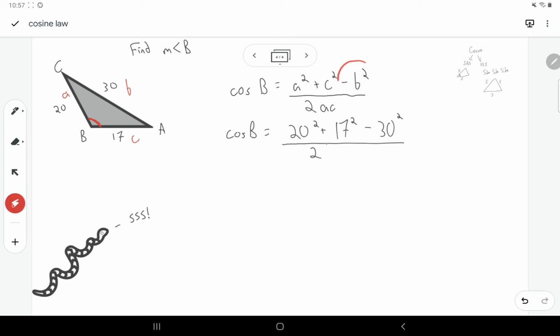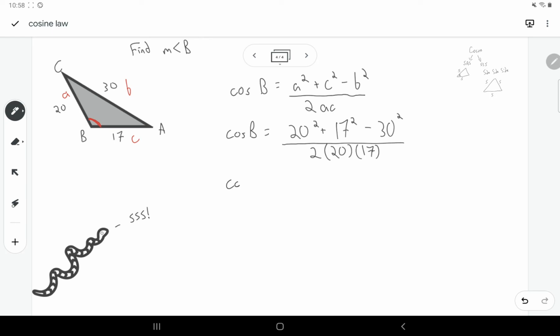Right, because this paired side to the angle should not be on the bottom. So there's a quick check there. So again, teachers make mistakes too, y'all. It happens. Important that we fix it. So that is 2 times 20 times c, which was 17. Okay, so now that we've got all that together, all we need to do is calculate it.